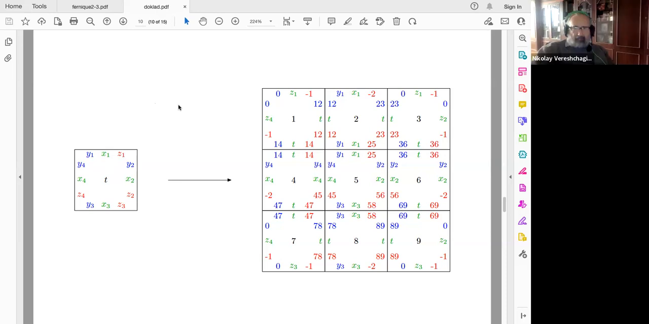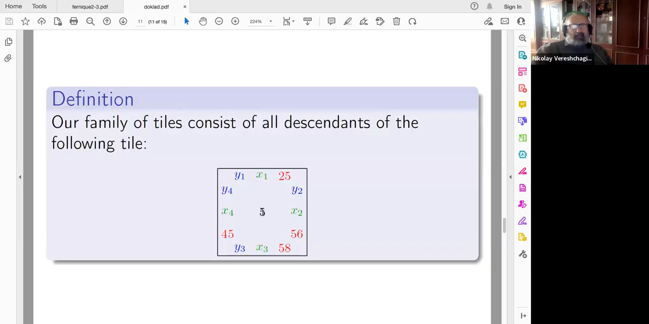So consider this particular tile, which has fixed red indices, and blue and green indices are just variables. And consider all its descendants. That means all its children, children of children, and so on. Actually, it's enough to have 4 iterations of this, but it's not important. Anyway, we will have some finite set of tiles, and that will be our tile set.